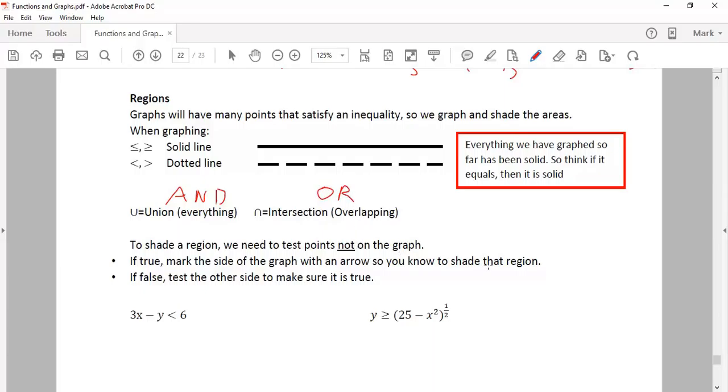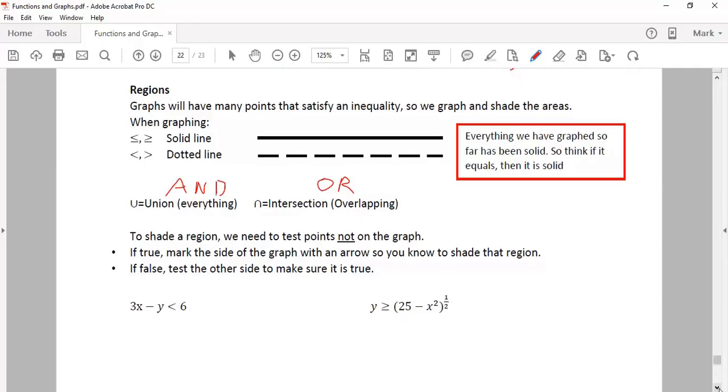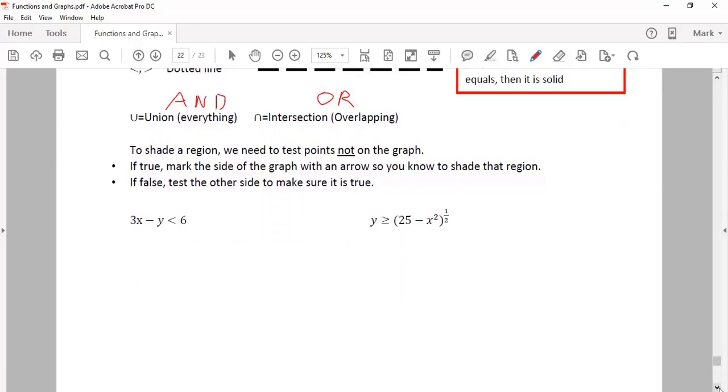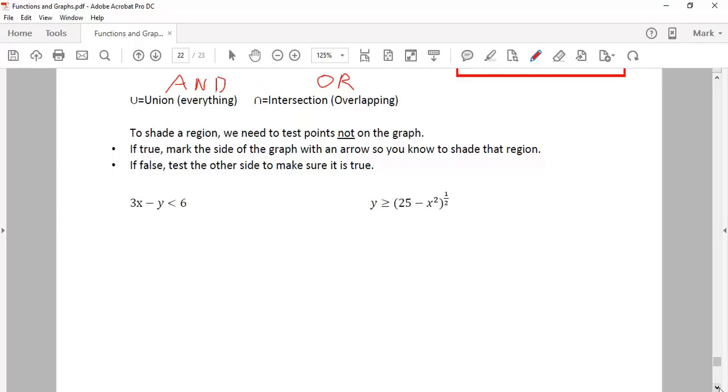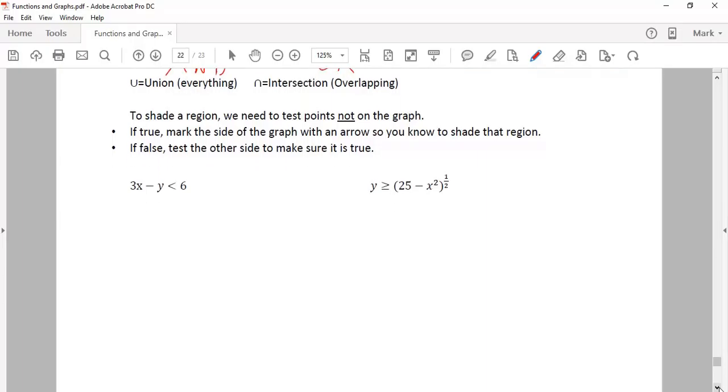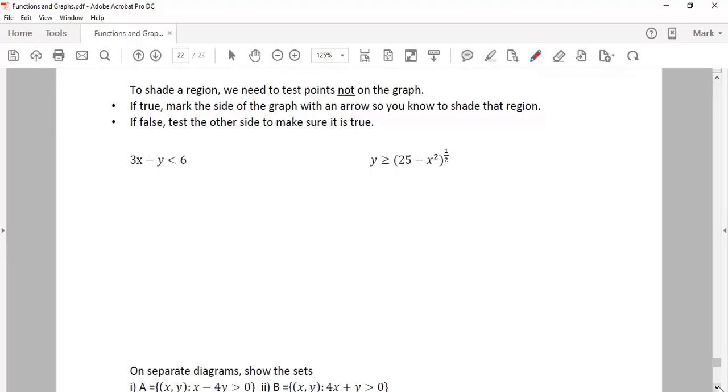See, so when we have to shade a region, first thing is we just graph the line or the graph, and then we test a point that's not on the graph. If it's true, then we shade that area. If it's not, then we shade the other side. So let's look at this first one: 3x minus y is less than 6.